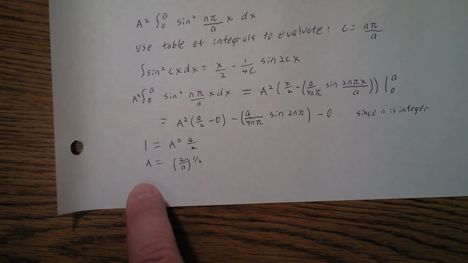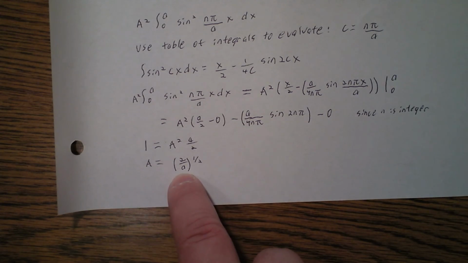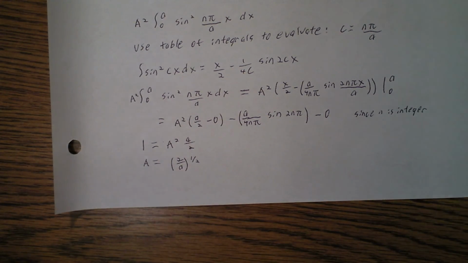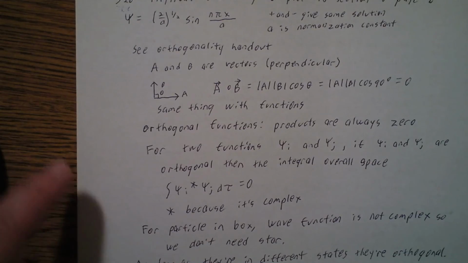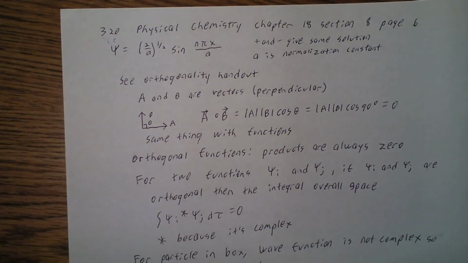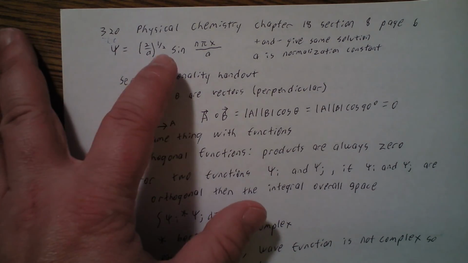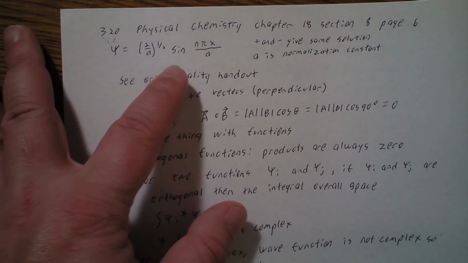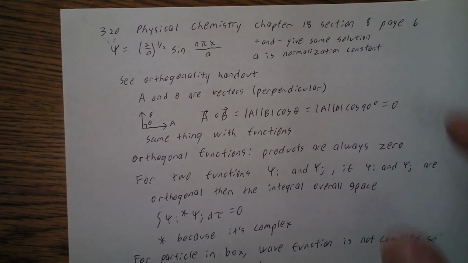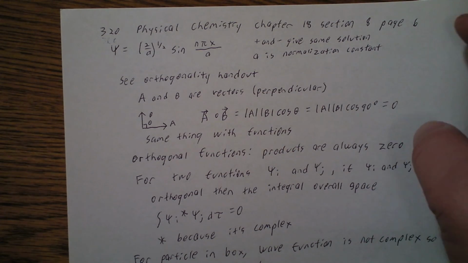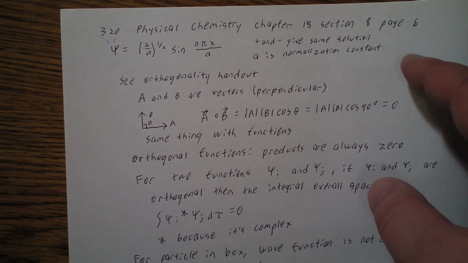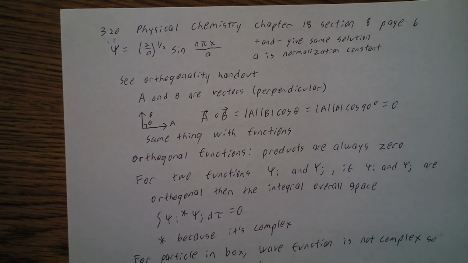So this capital A is our constant, and this lowercase a, remember, is the right boundary of the box. So now we have psi is equal to the square root of 2 over a times sine of n pi x over a. Now remember, we said we don't need the plus or minus because it'll give the same solution. And A is what we call a normalization constant.